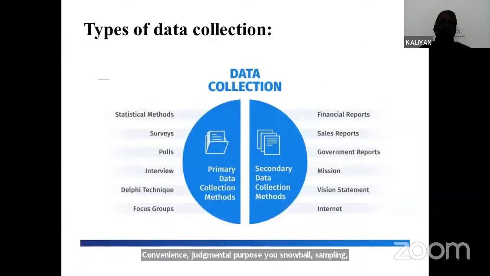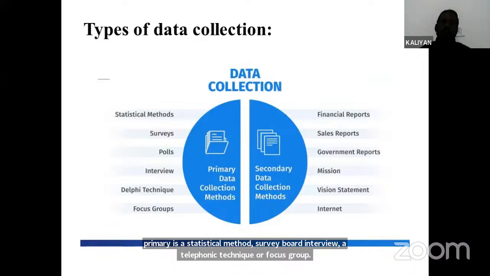So types of data collection: there are two types, primary data collection and secondary data collection. Primary is a statistical method: survey, poll, interview, telephonic technique, or focus groups. Interview means face-to-face interview.